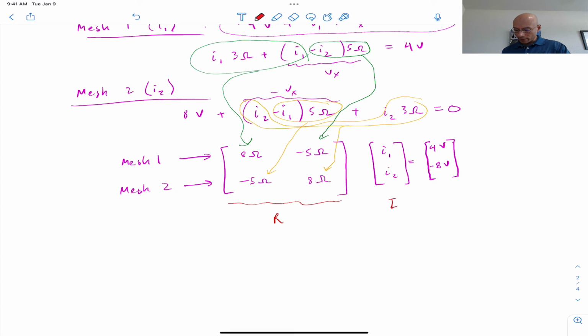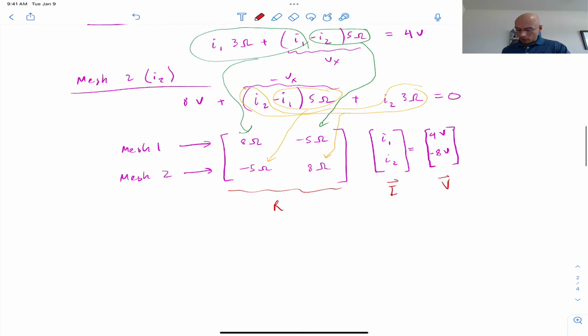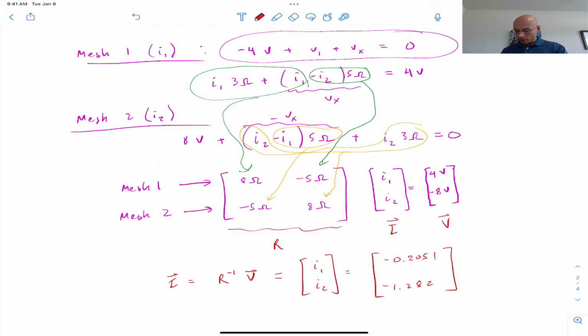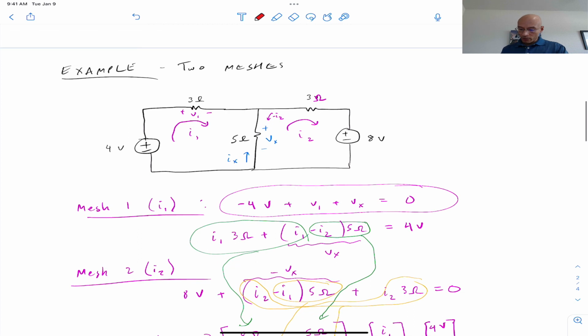We'll call this an I vector and a V vector. So we will use I equals R inverse V, and if you do that math, say in MATLAB or something, you get those numbers. And then if we see what happens here, we recognize that I2 is negative 1.282, so it's actually 1.282 going this way. I1 is negative 0.2051, so it's actually 0.2051 amps going this way.